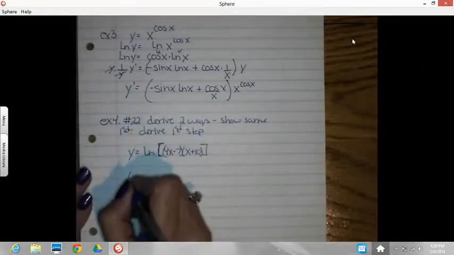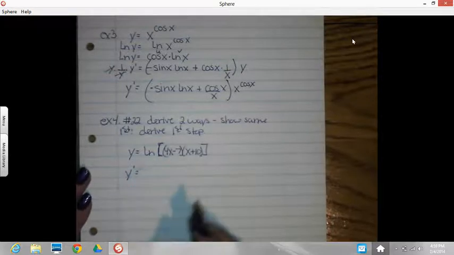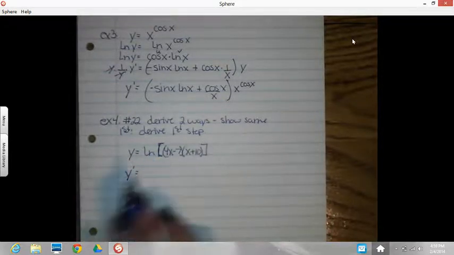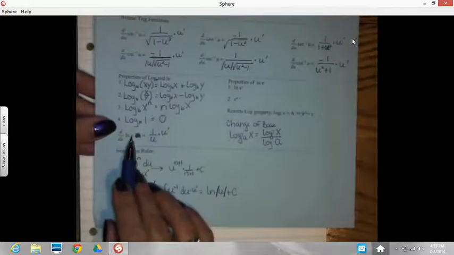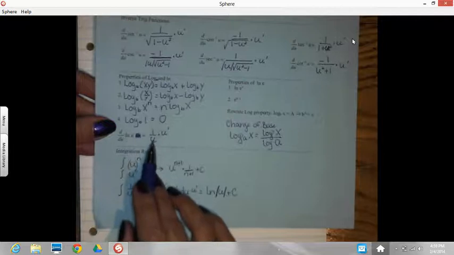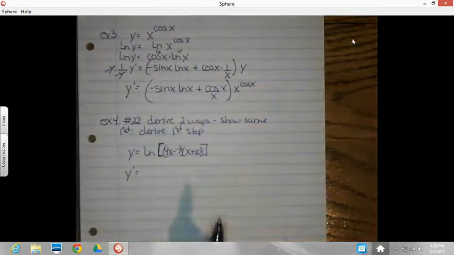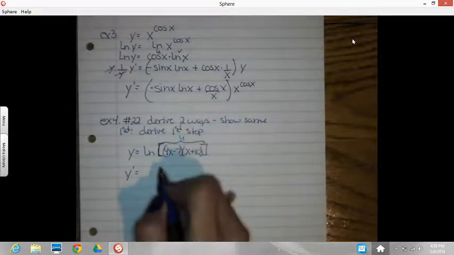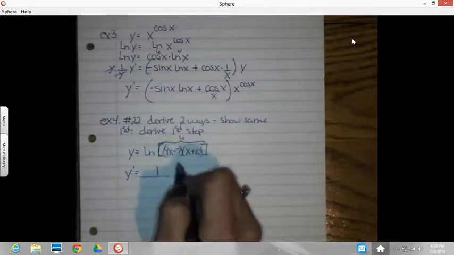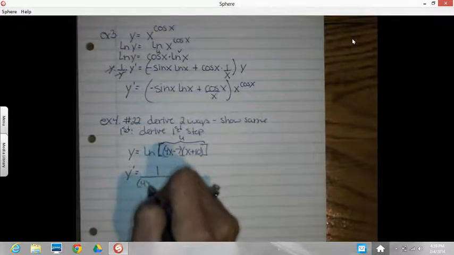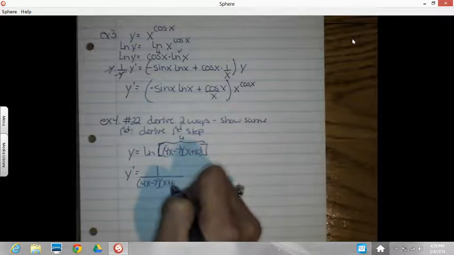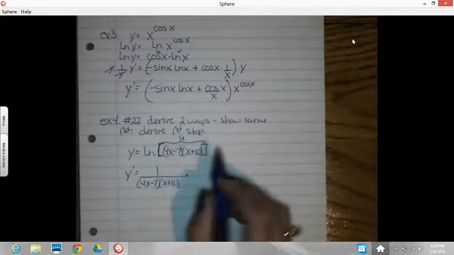So y prime equals, I've got a natural log. How do I take the derivative of a natural log of something? Still that same rule. The derivative of the natural log of u is 1 over u times the derivative of the u. This whole thing is my u. So it's 1 over 4x minus 7 times x plus 10 times the derivative of the u.